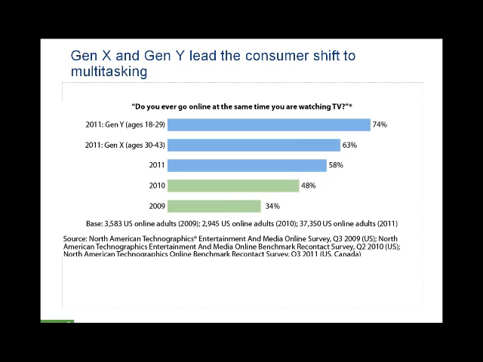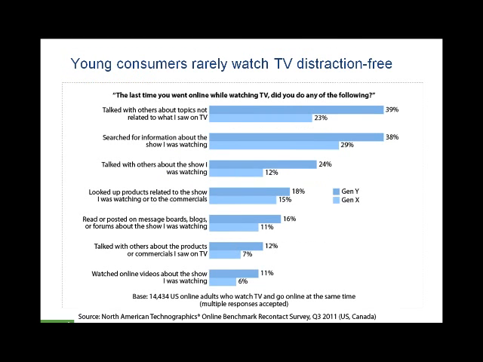So looking specifically at Gen X and Gen Y, and these numbers are increasing year over year, do you go online at the same time you're watching television? And you can see here 74% of ages 18 to 29, yes, they are going online while they're watching television. To follow that, ages 30 to 43, so the Gen X era, 63% of them. So less and less people are watching television without multitasking or being distracted on another device. So that being said, young consumers are really not watching TV distraction-free.